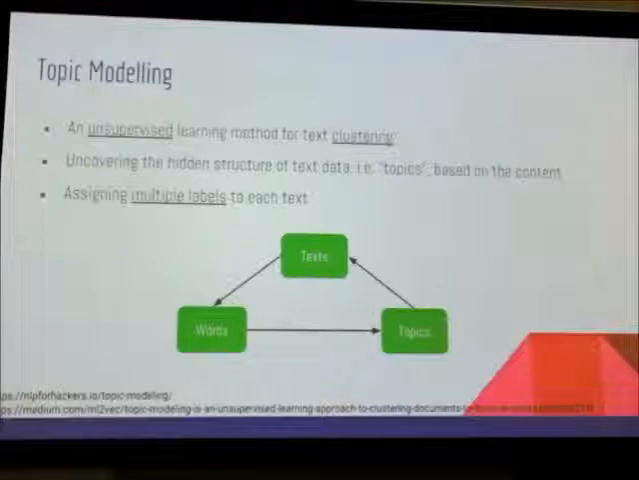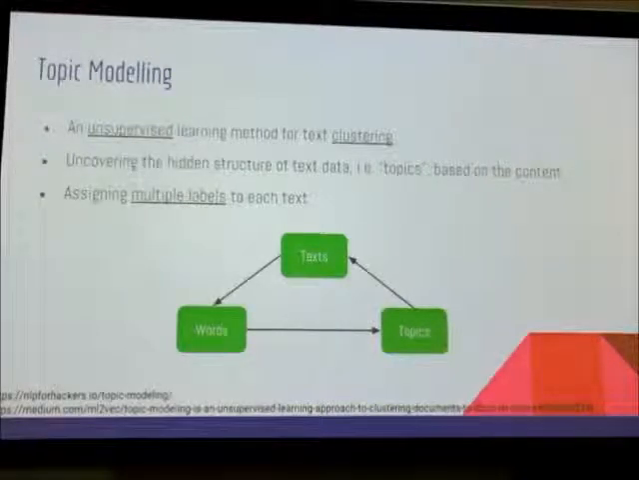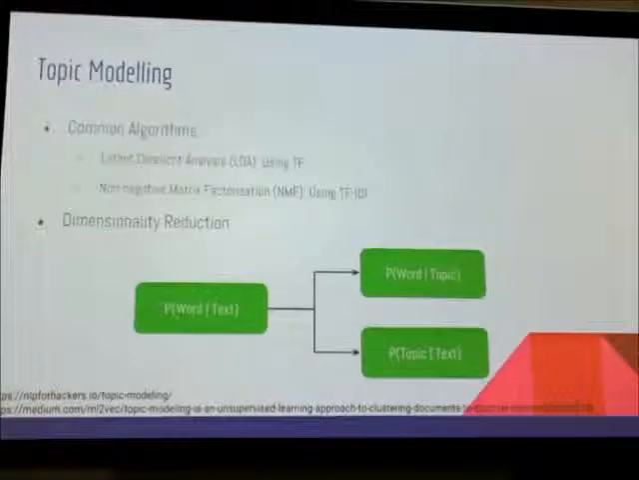What you're trying to do with topic modeling is find the relationship between the text, the words in that text, and different topics. Here are two common algorithms for topic modeling. One is LDA, which uses the TF representation as input, and the other is NMF, which uses the TF-IDF as input. Their methods are a little bit different, but the basic ideas are quite similar.